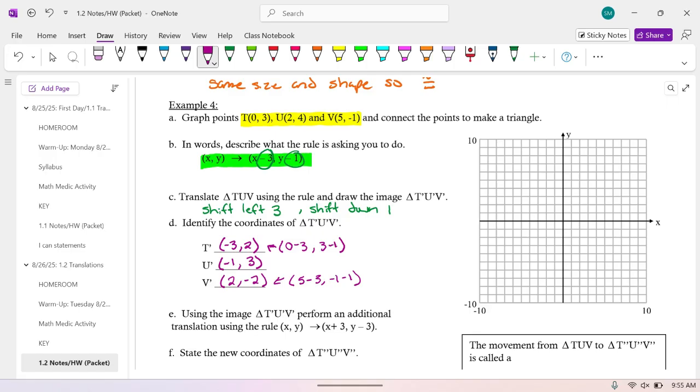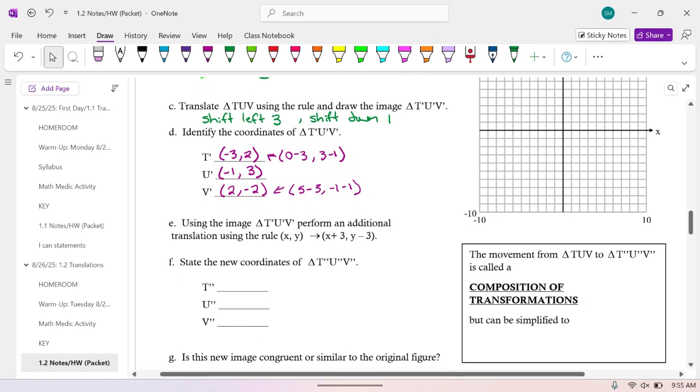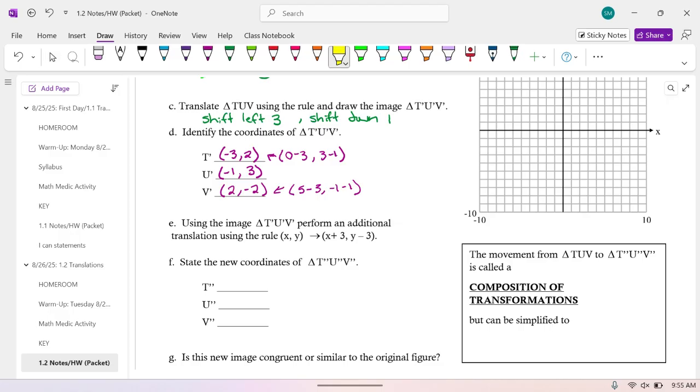Now, something's going on after this. They want us to now do another set of translation. So they then say, okay, now you're going to take your primes and you're going to do another translation, but to the primes. We're done with the pre-image. We're done with the non-primes. But now we're looking specifically at the primes. So it told us to look at our image and perform this additional translation using this rule.